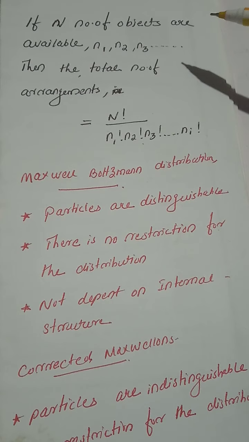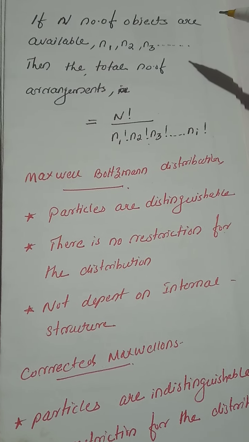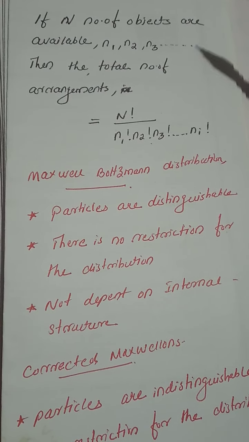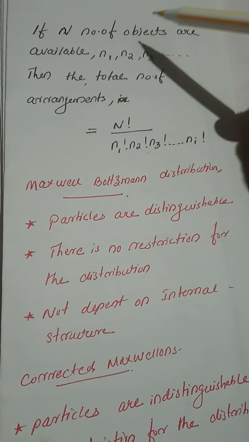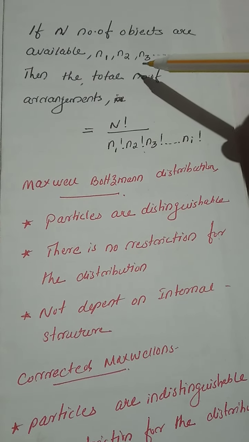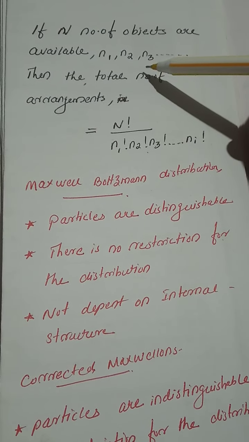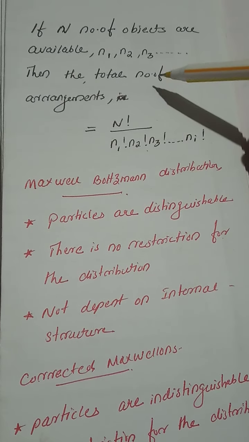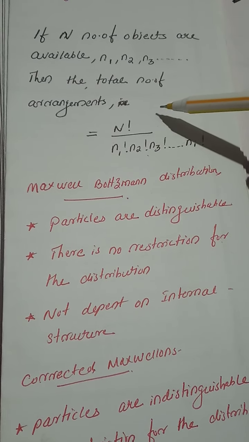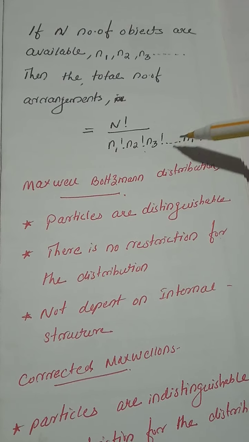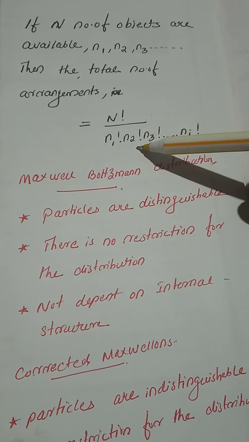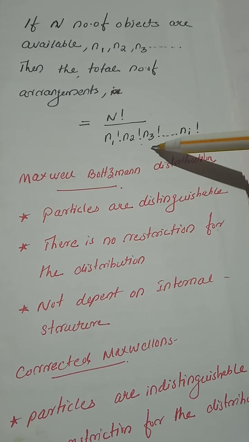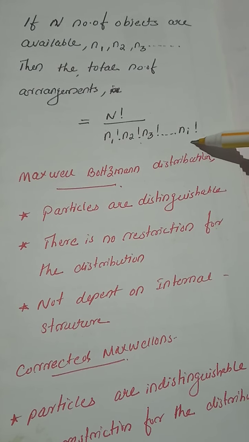Today we are discussing short points in statistical thermodynamics. First one, if n number of objects are available, let it be n1, n2, n3, etc., then the total number of arrangements equals n factorial divided by n1 factorial, n2 factorial, n3 factorial, etc., ni factorial.